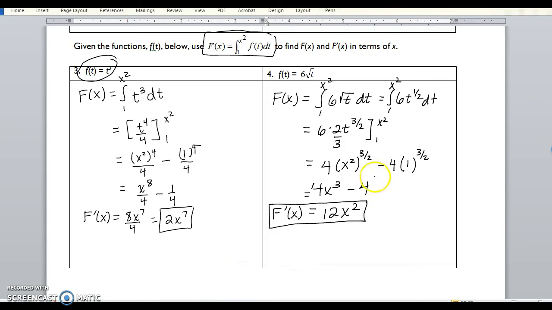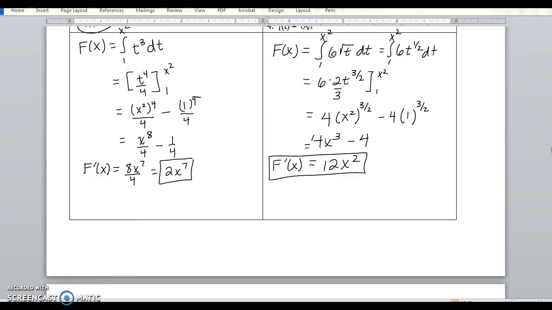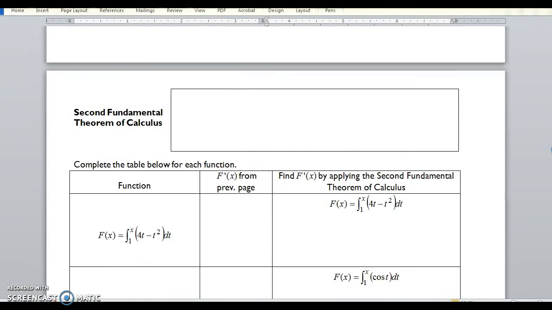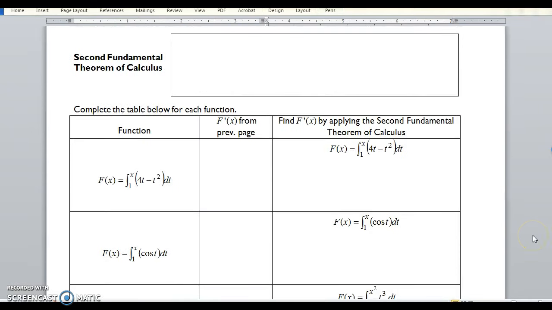Okay. So again, notice in this example that once we had this constant, we take the derivative, it's 0. It's the same in the other examples too. So again, this didn't work out. 12x squared is not the same as 6 radical t. So there is something else going on here, and that's where the fundamental theorem of calculus comes in. The second one in particular.